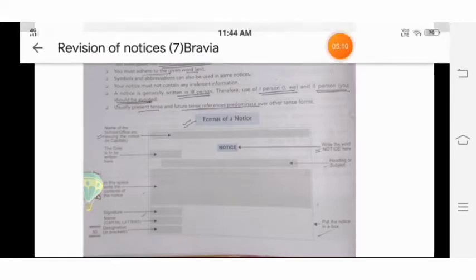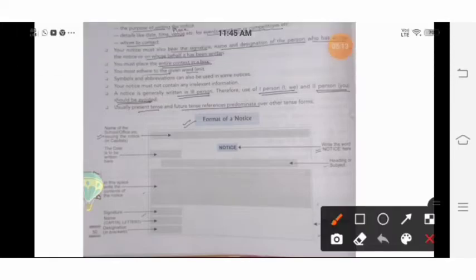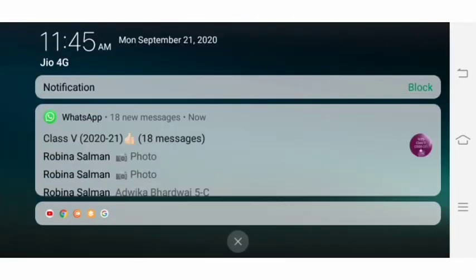Now, the purpose of writing, why you are writing the notice? Means you have written for whom you have written the notice, then you have written the purpose of writing, the dates and venue, if you are telling about the events, meeting or competitions, then who to contact. Then the notice should bear what? Your signature. Signature should be there. Okay? It should bear a signature.